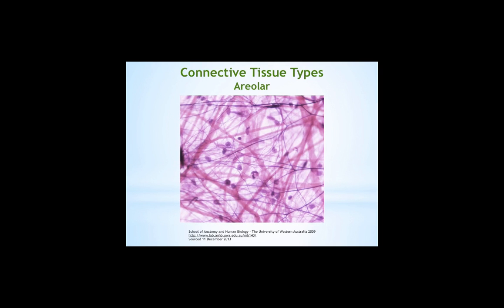This is areolar tissue, which is used to connect body organs together. The arrows are pointing to fibroblasts, collagen fibers, and then to reticular fibers. There's a good blood supply. It's quite movable, so it holds body organs together, particularly in the abdominal cavity and in the thoracic cavity.